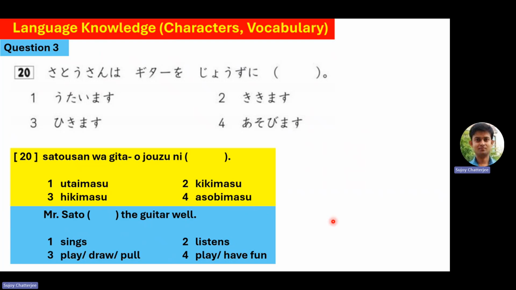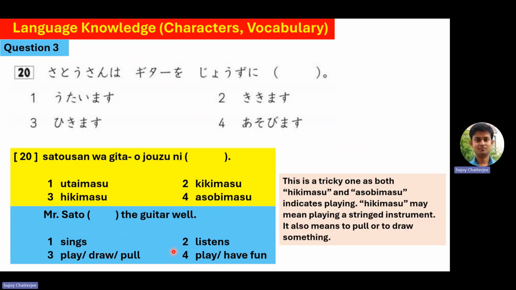So hikimas means to play, or to draw, or to pull. Since the guitar involves pulling the strings, hikimas is the correct word for playing the guitar. As you can see from the note here, this is a tricky one, as both hikimas and asobimas indicate playing. Hikimas may mean playing a stringed instrument, as I said, pulling of the strings. So playing a stringed instrument is always represented by the verb hikimas. It also means to pull or to draw something. So hikimas will be the correct answer here.